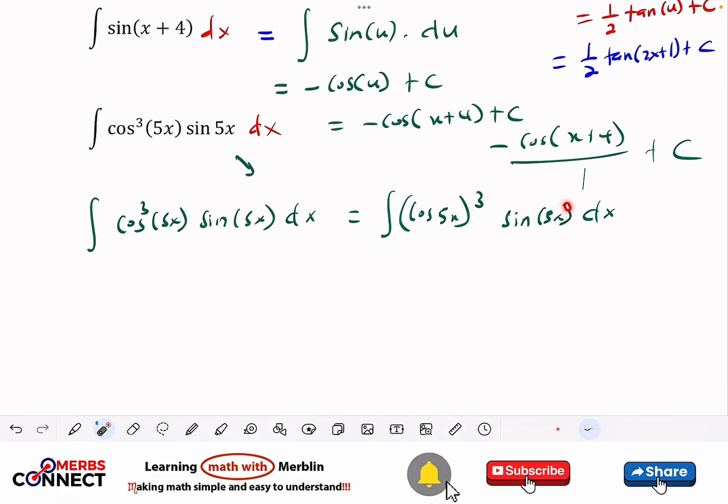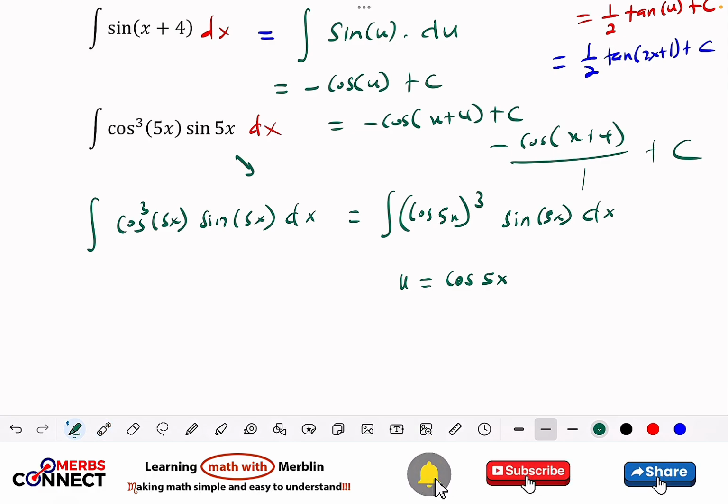Because I know that when I differentiate sine, I'll get cos. And when I differentiate cos too, I'll get something like sine, right? So I can let u be equal to either cos or sine. But here, for me to let u, I need to look at the one with the highest degree, right? So the one with the highest degree here is cos, because the cos is to the power 3 and this is to the power 1. So here I will let u be equal to cos 5x, right?